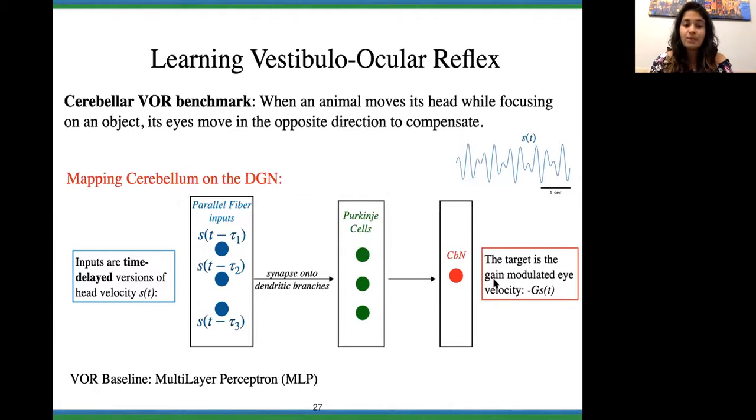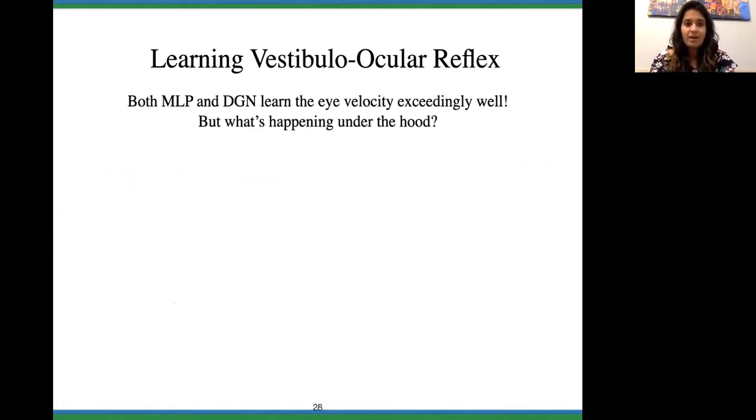The baseline we use is a multi-layer perceptron. This is because it is the only baseline for a two-layer cerebellum model. This is the standard baseline, actually the only baseline. Other cerebellar baselines are restricted to one layer only. So this is a pretty obvious choice as a baseline. This is a pretty simple task, right? You just need to learn a gain modulated signal, and both the MLP and the DGN do this very well.